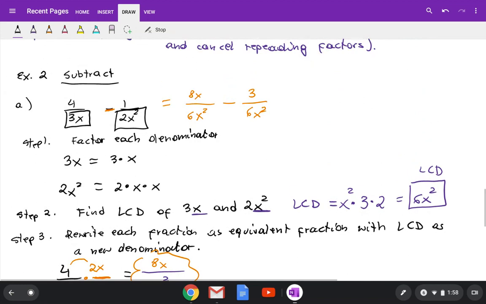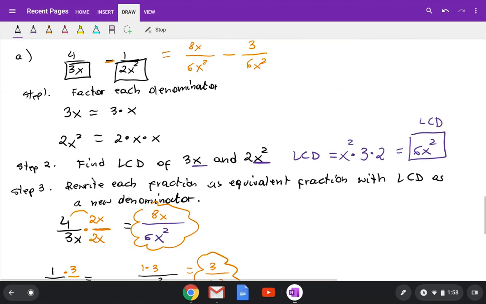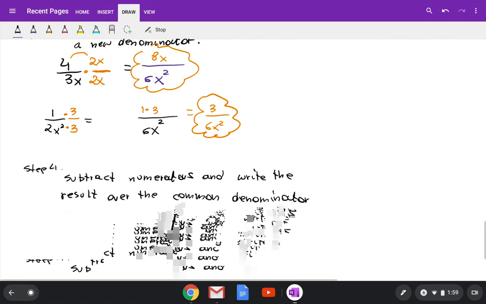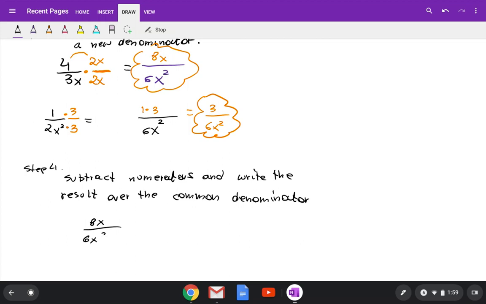Okay, so here, let me just move this. We are right here. Let me just copy this one down. So we have 8x over 6x squared minus 3 over 6x squared. So we have common denominators. I copy the common denominator once, and I'm subtracting numerators. So I have 8x minus 3.